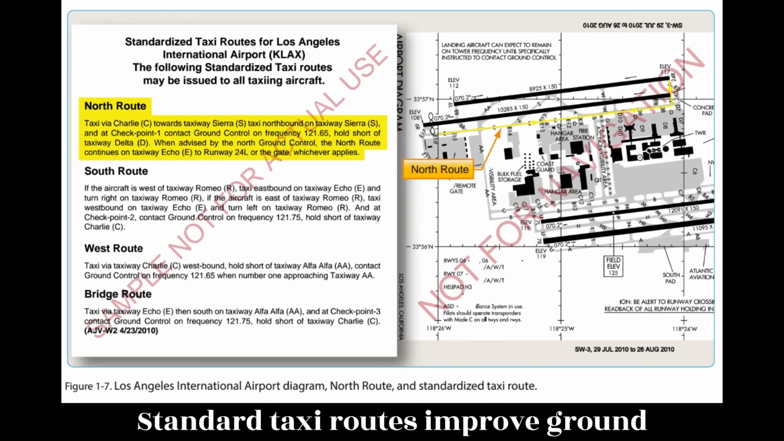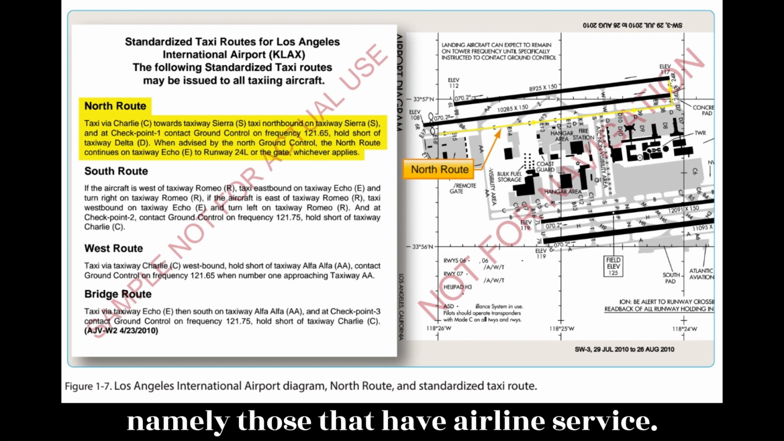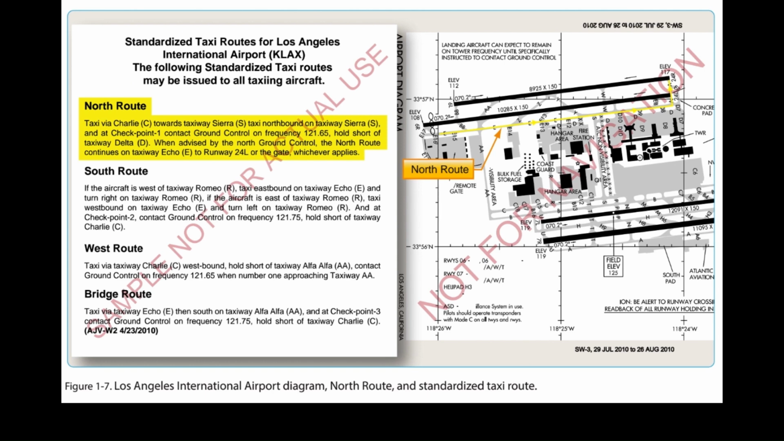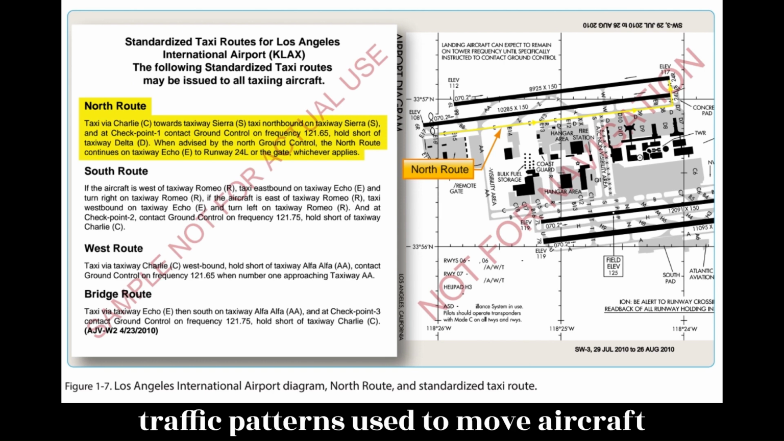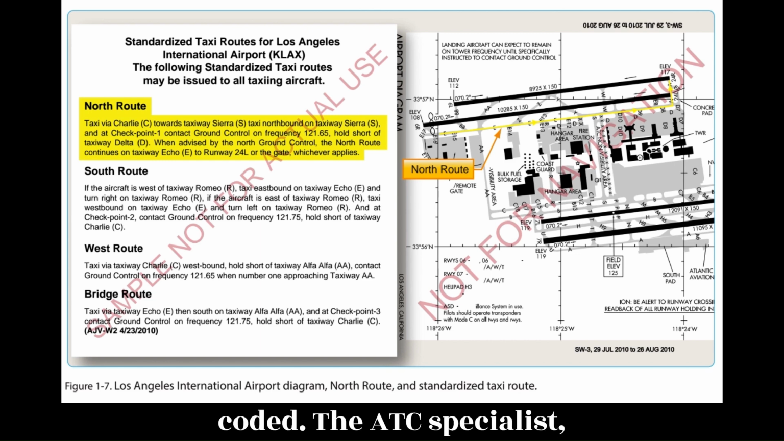Standardized taxi routes. Standard taxi routes improve ground management at high-density airports, namely those that have airline service. At these airports, typical taxiway traffic patterns used to move aircraft between gate and runway are laid out and coded.